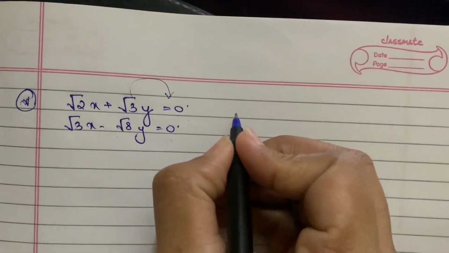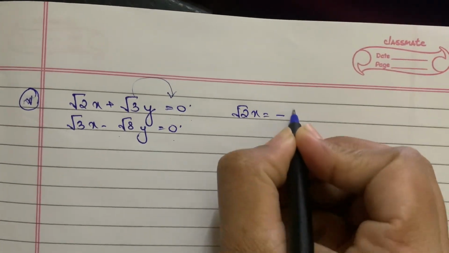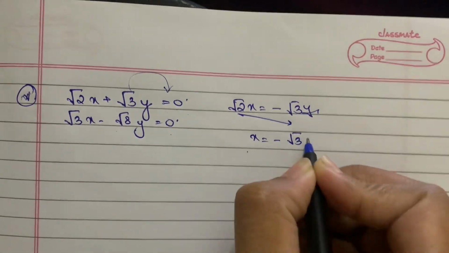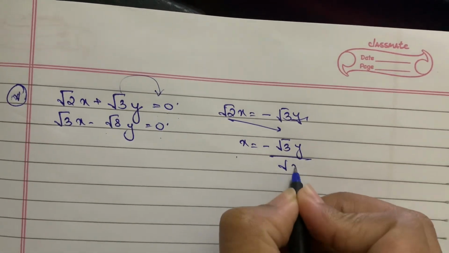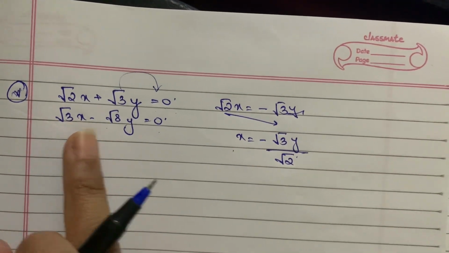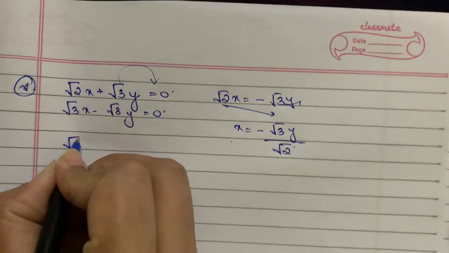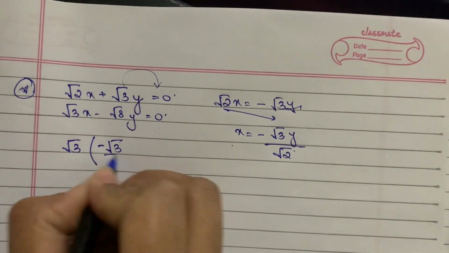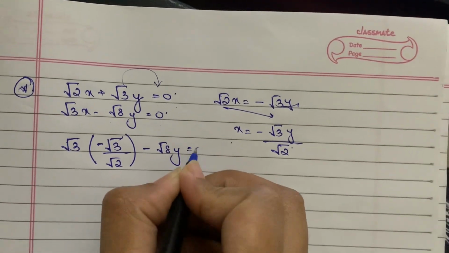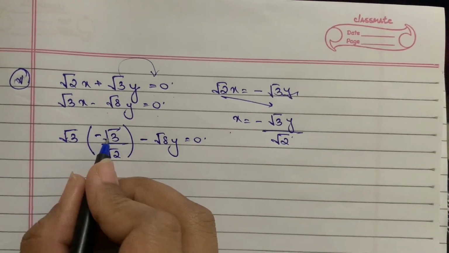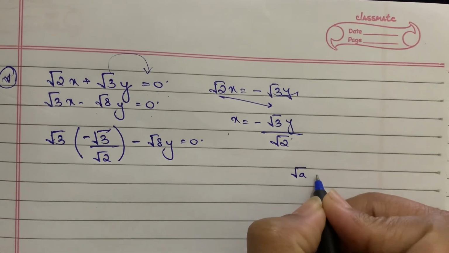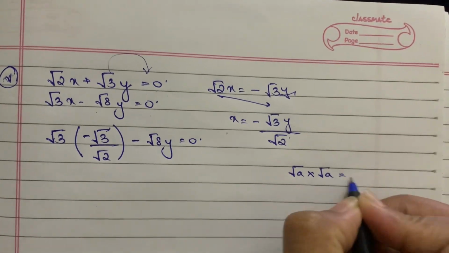Sending it towards the other side, it becomes root 2x is equal to minus root 3y. Sending this down, x is equal to minus root 3y upon root 2. This is in multiplication, goes to the other side as division. Then I have to substitute this into my other equation, so that becomes root 3 times minus root 3 upon root 2 y, minus root 8y is equal to 0. Simplifying this, that becomes root 3 into root 3. There is a law that you have studied in indices, or exponential powers: root a into root a is equal to a.